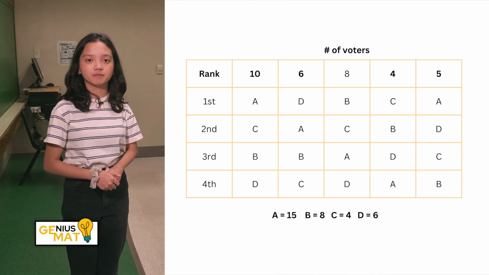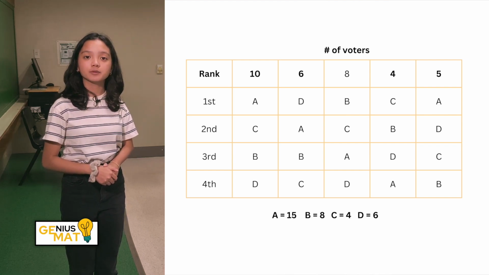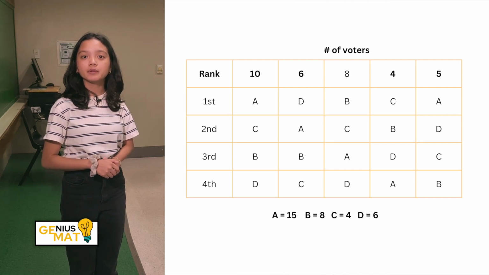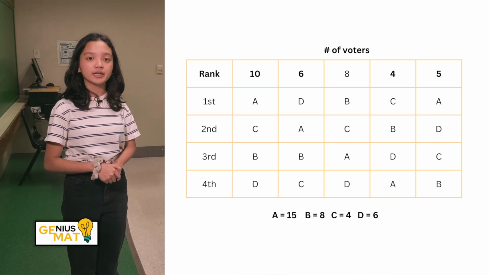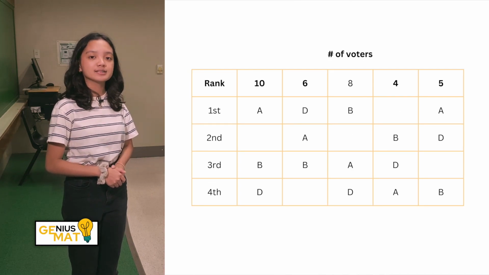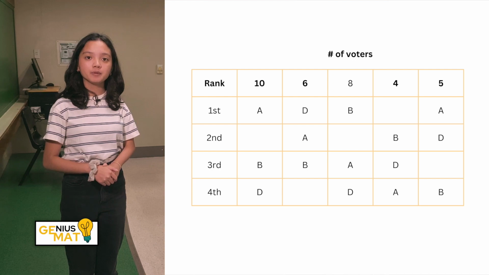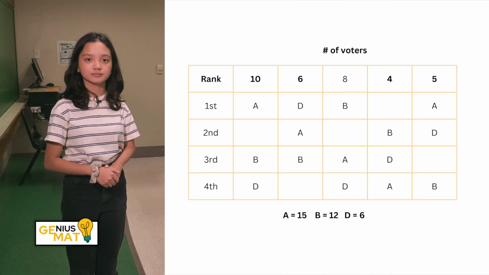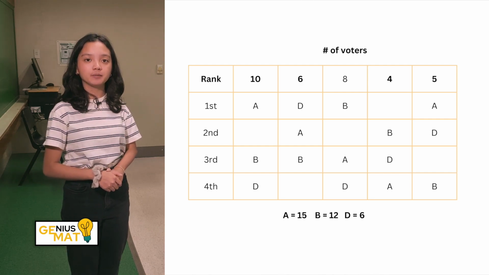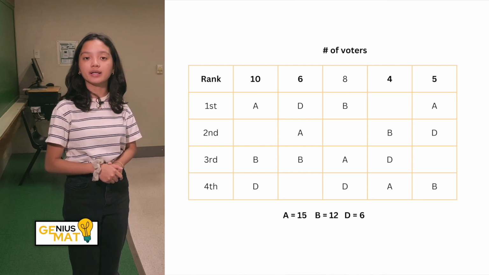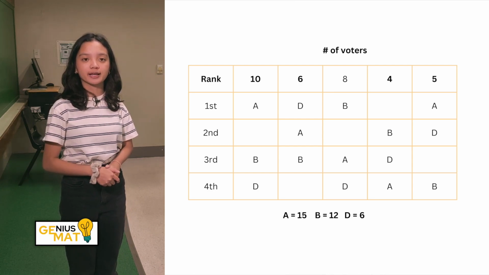A would get 15 votes, B would get 8, C would get 4, and D would get 6. Since C got 4, we will eliminate him already. So the table should look like this. This is the new table without C. Now we will compute their total votes again. A would get 15, B would get 12, and D would get 6. D has the least votes, so we will now eliminate him. It should look like this.